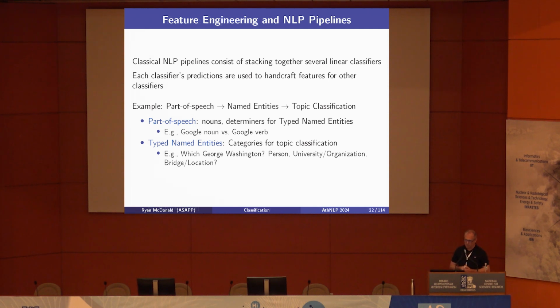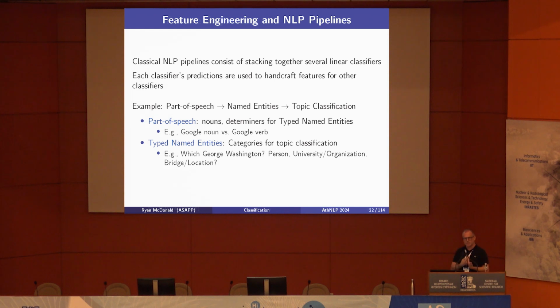A good example might be, I want a classifier for part-of-speech tags. I'm going to use those outputs to predict named entities. Named entities are strings like a person, a location, a place, a thing, an object, a geopolitical entity, things like that. And then I'm going to use that to make a classification. So part-of-speech might help us understand Google noun versus Google verb, like you should Google it versus Google is a search company, right?